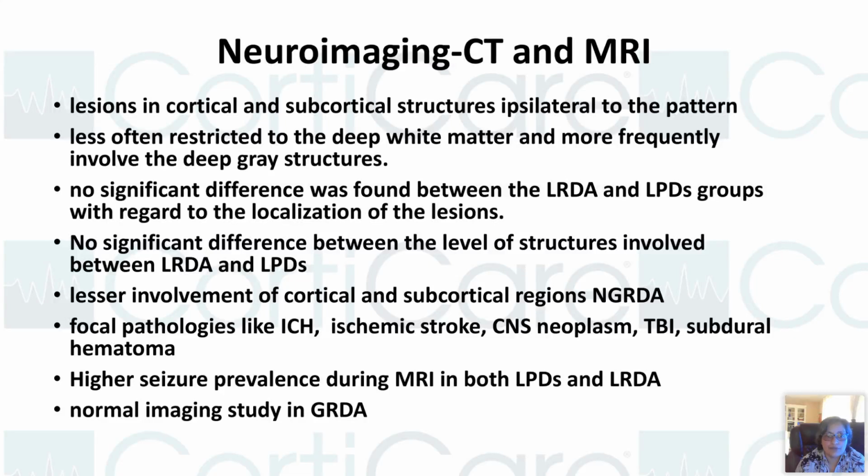Then the focal pathologies, of course, both the patterns show more or less similar pathology like ICH, ischemic stroke, neoplasm, TBI, subdural hematoma. And another thing is both the patterns have high prevalence of seizures during MRI. So whether a patient with LPDs or LRDA, you are monitoring and that patient goes to MRI, comes back with seizures one after another, or maybe the patient is in status. So somehow during MRI, both the patterns are producing more seizures. No one is less than the other, right?